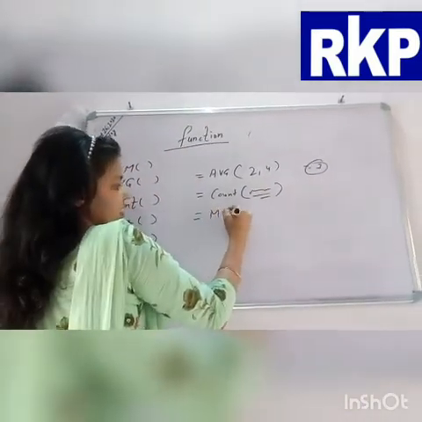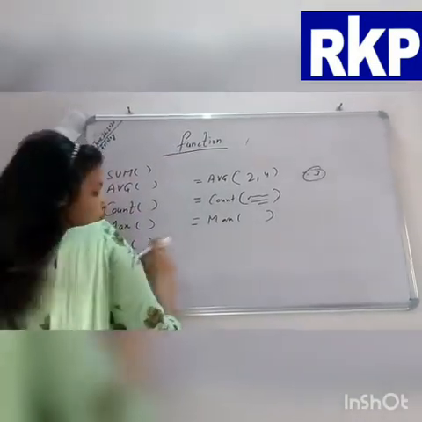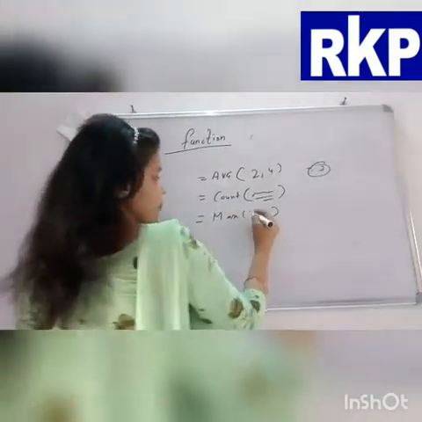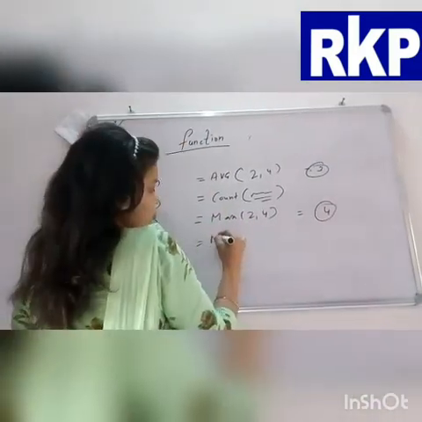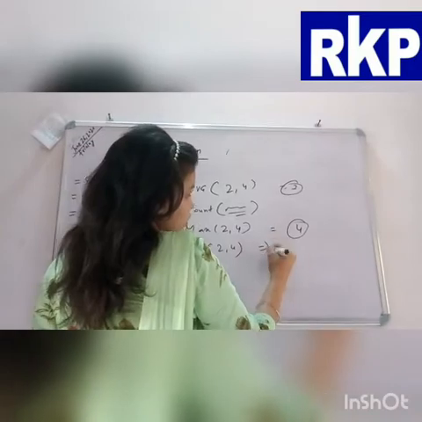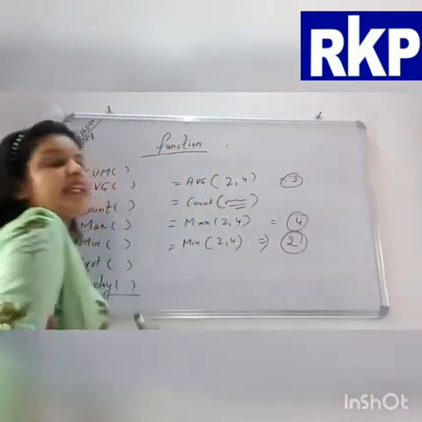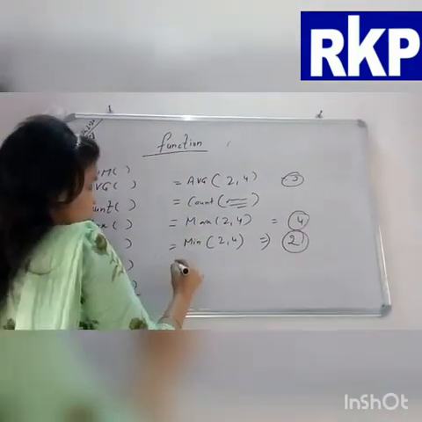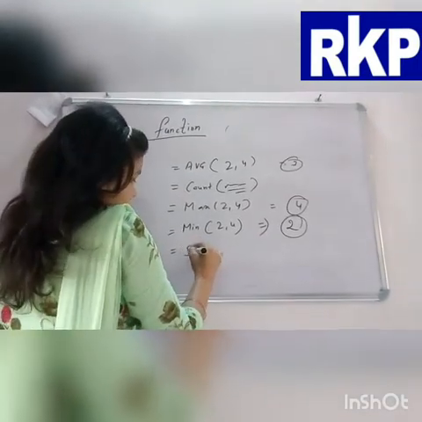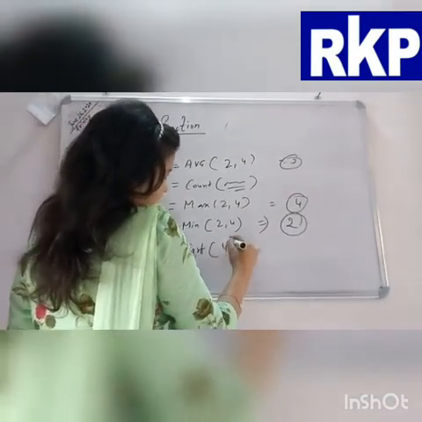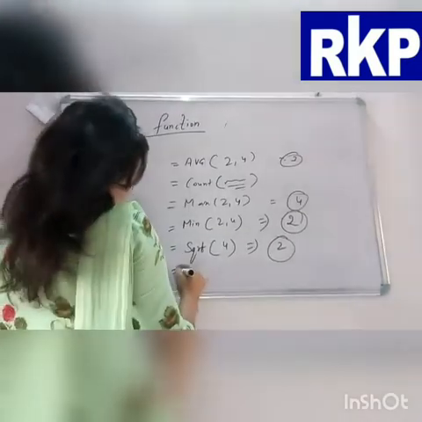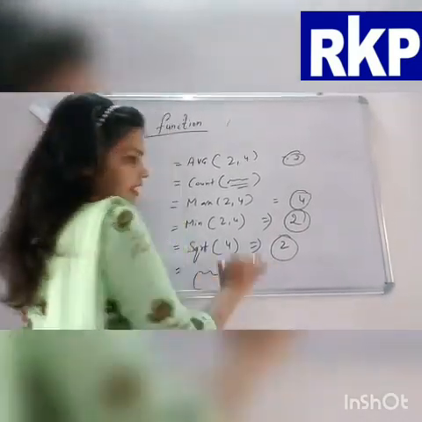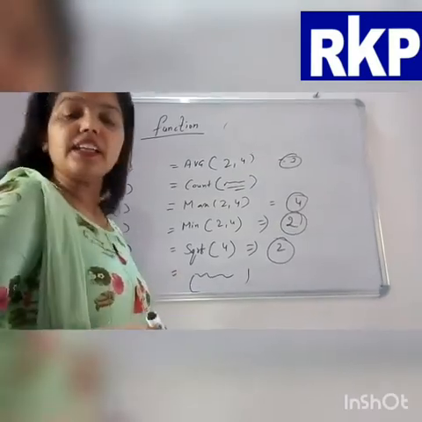And then MAX is used to return the maximum value, MIN to return the minimum value. In case of MAX, if you are writing 2 and 4, it will return you the answer 4. In case of MIN, if you are writing 2 and 4, then you will get the result 2. The minimum value is 2. And in case of square root, like you are writing SQRT, then bracket 4, you will get the result 2, because the square root of 4 is 2. And for TODAY, you will get the current date with the format that is present in Excel.